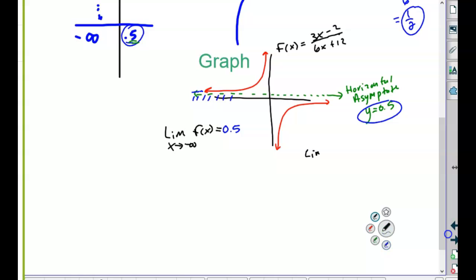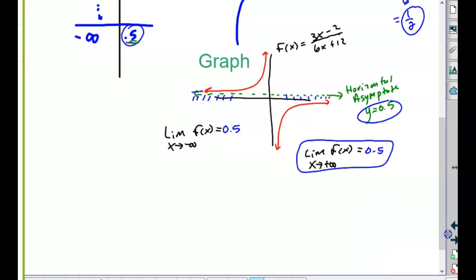Same thing as if I went to positive infinity. If we have a graph, graphs are really friendly to read. This is telling me as x goes to positive infinity, so as my numbers get bigger and bigger and bigger, where's this graph going to head? It's going to hit that same asymptote at 0.5.